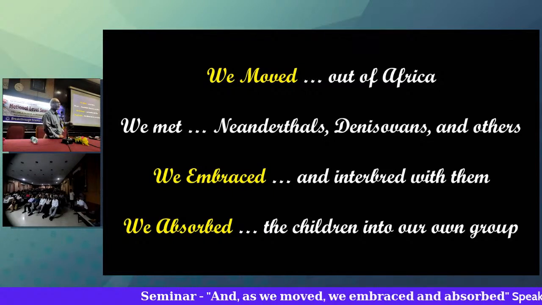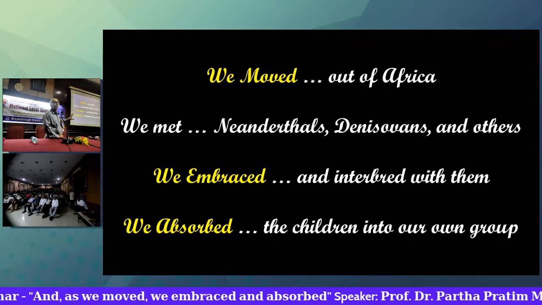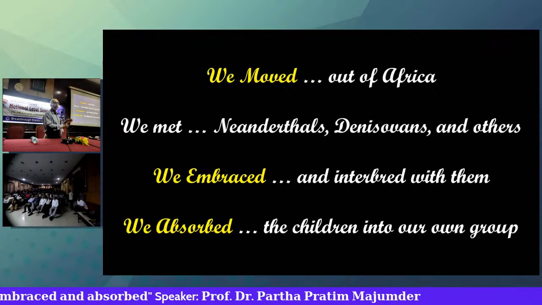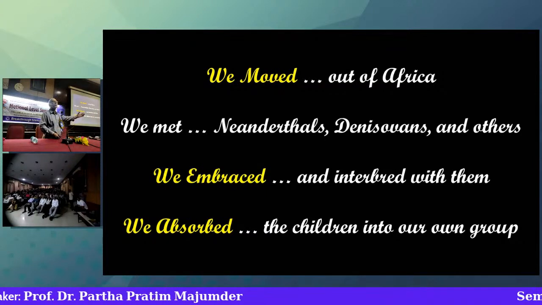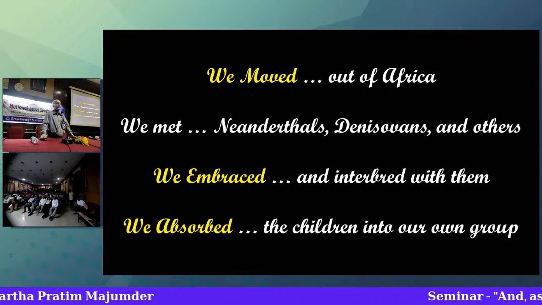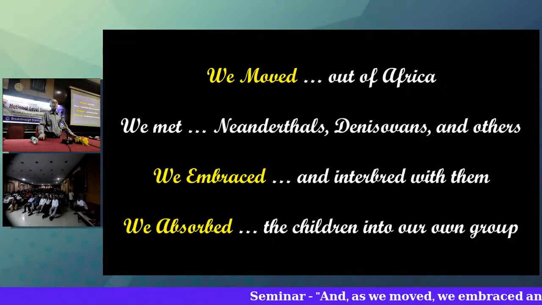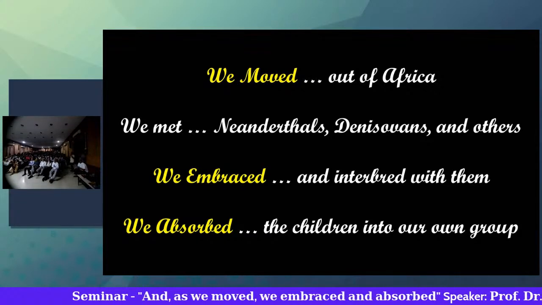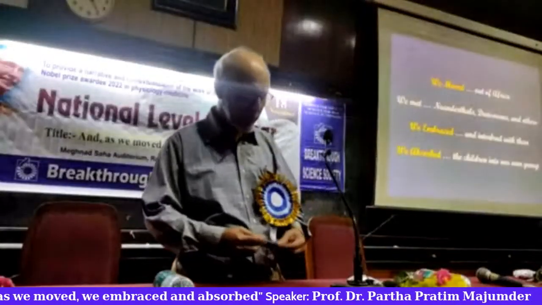So we have their DNA in us. And like I said, the most parsimonious model is that we absorbed them. After the children were born out of those matings, the children came with us and did not go back to the other parent. So we moved, we embraced, and we absorbed. Thank you very much. That's the story of human evolution.